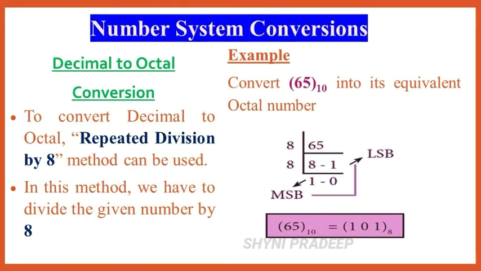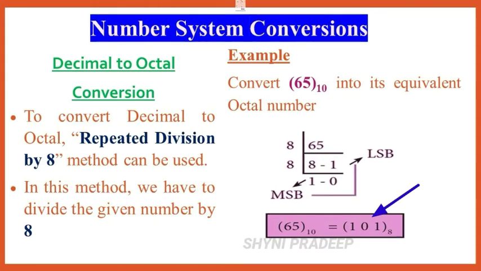When you are dividing 65 by 8, you will get the answer 8 and remainder 1. And again divide by 8, you will get answer 1 and remainder 0. So here this is the most significant bit. Take the values from most significant bit to least significant bit. So take 1, 0, 1, write base 8. This is the octal number.